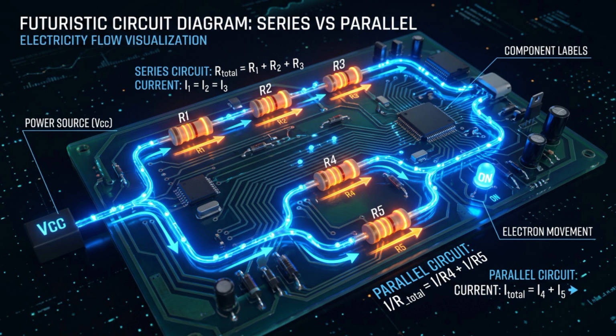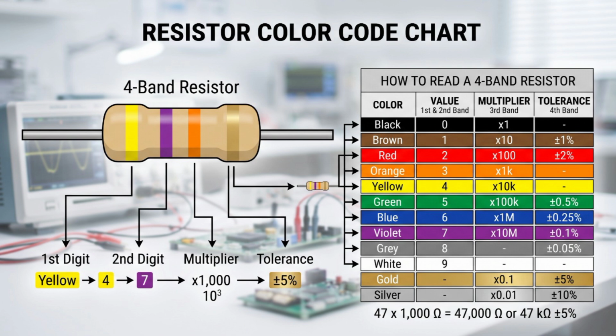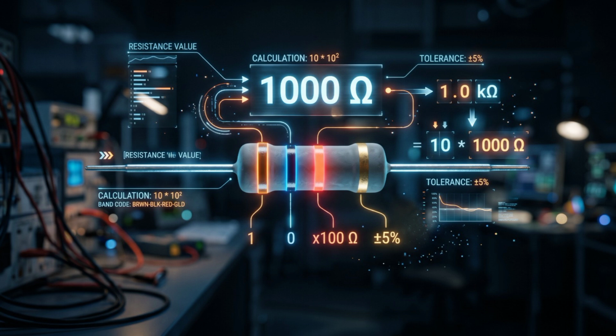The most common way to identify a resistor is the color code. Look at this photo. This is a resistor color code chart. This helps to find the resistor value. Each color represents a number. Let's take a simple example. Yellow, violet, orange, gold. Yellow is 4, violet is 7, and orange means multiply by 1,000. So this becomes 47 times 1,000 equals 47,000 ohms. That is 47 kilo ohms.